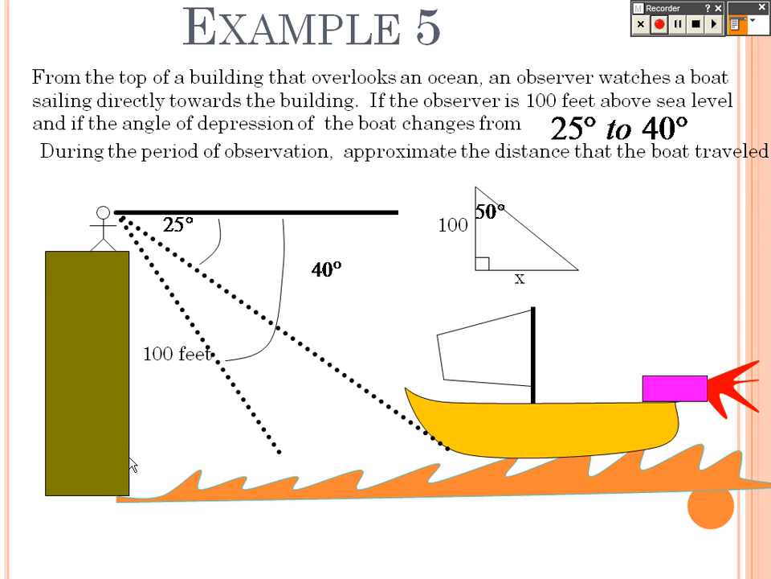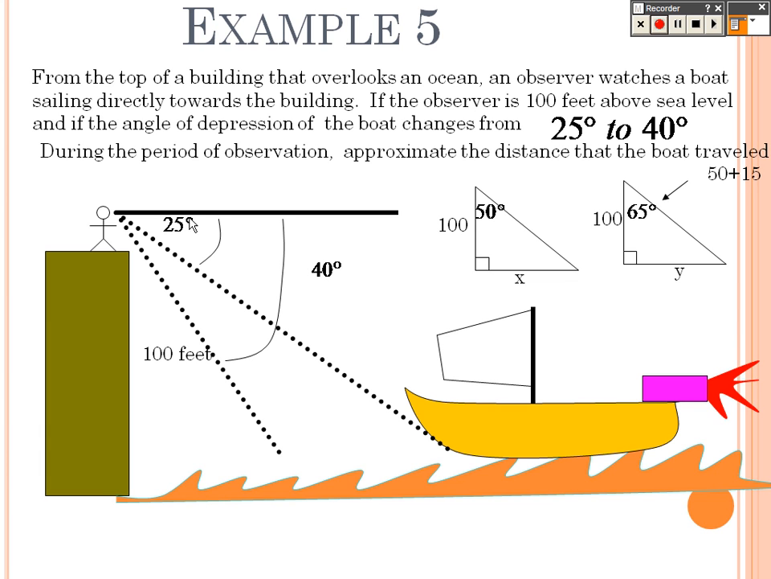And I need to find this. Then the other triangle: if that's 25, then this other angle down in here would be 65 degrees, to make that an even 90 there. So keep that in mind.